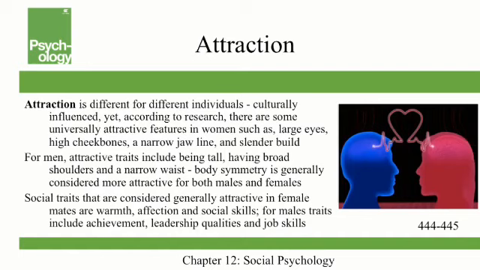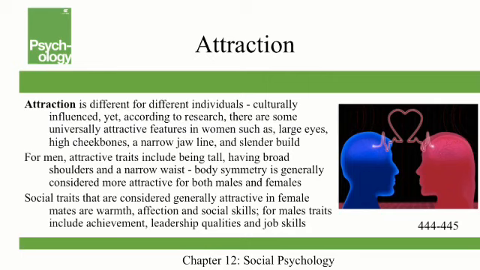Attraction is different for different individuals. It's culturally influenced, yet according to research, there are some universally attractive features in women, such as large eyes, high cheekbones, a narrow jawline, and a slender build. For men, attractive traits include being tall, having broad shoulders, and a narrow waist. Body symmetry is generally considered more attractive in both males and females, especially facial symmetry.